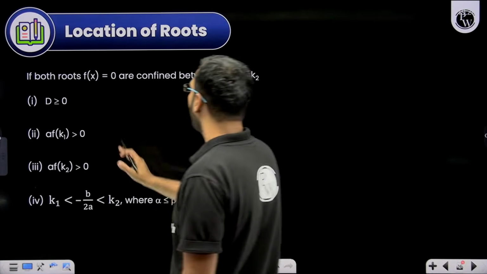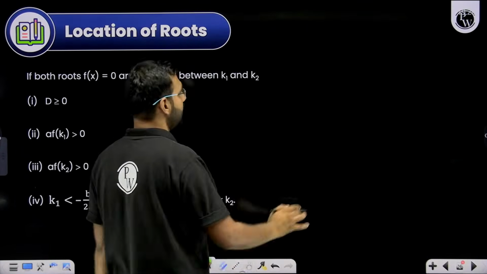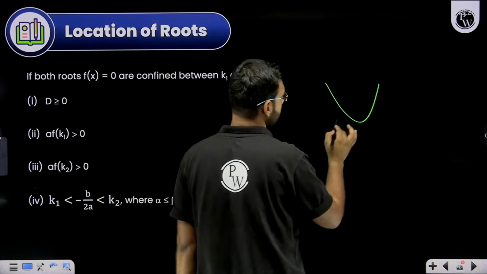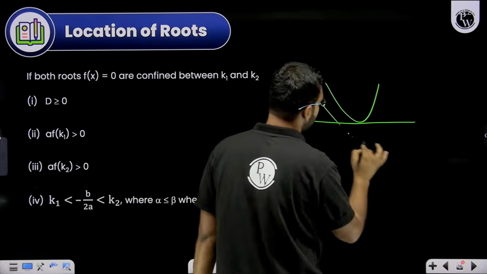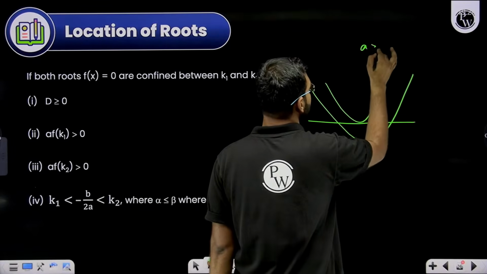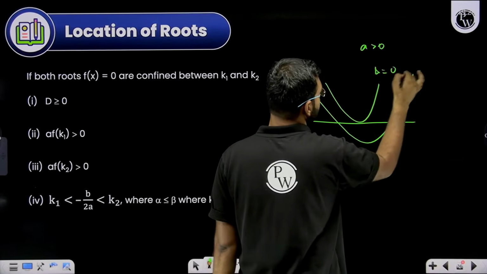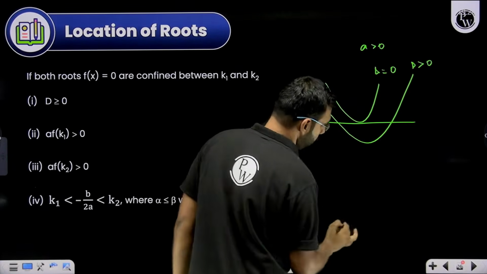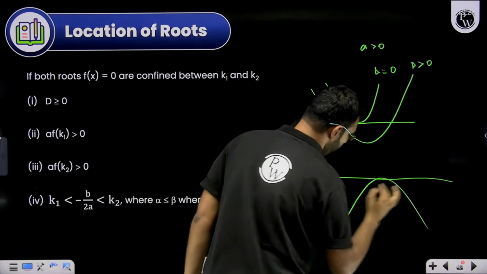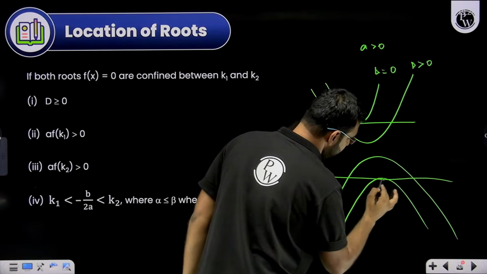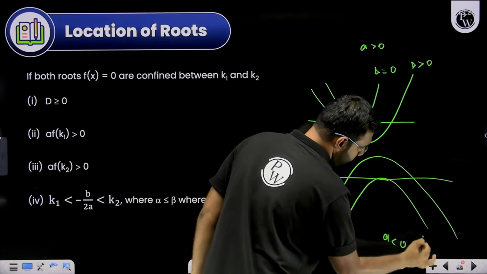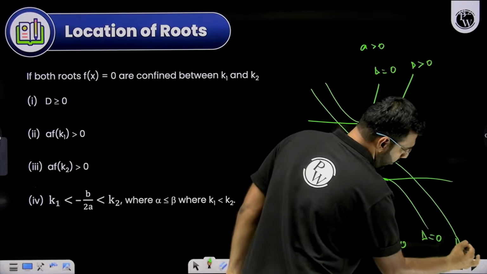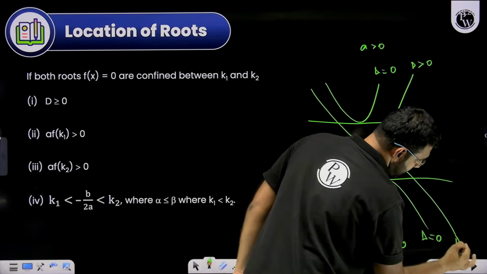Second part, both the roots are confined between K1 and K2. So either you will have this case where A is positive, this case when D is 0, this case when D is positive, or you can have this case where A is negative. So when A is negative, you have two choices, either D is 0 or D is greater than 0.